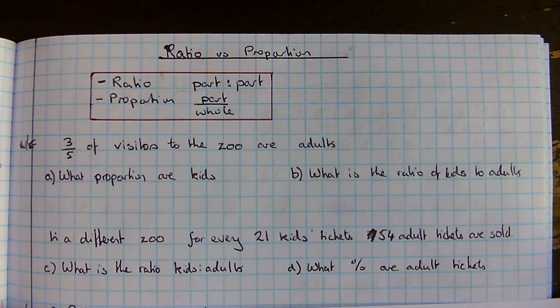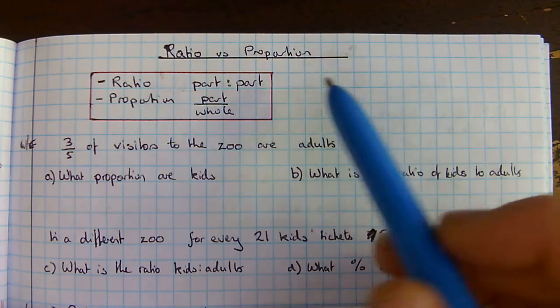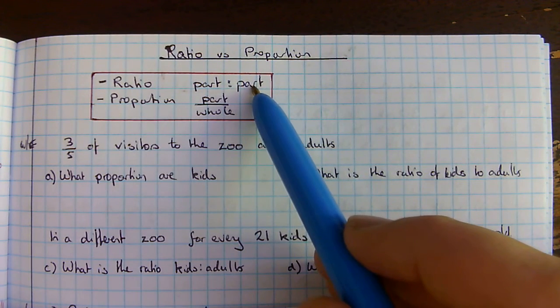For the second skill in this unit, we're going to look at comparing ratio and proportion. They're very similar, and it's important not to get confused between the two. In ratio, you've got two parts, so what person A gets and what person B gets.